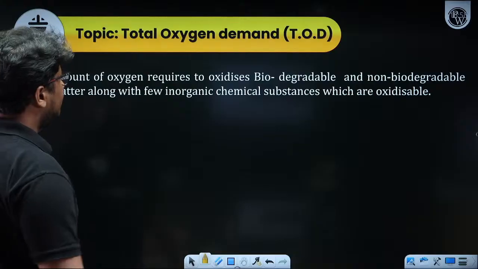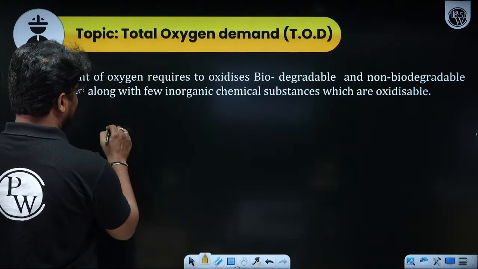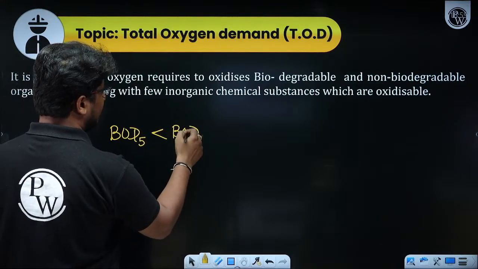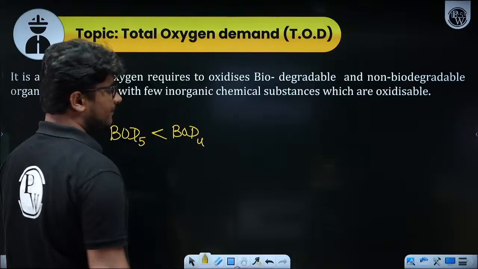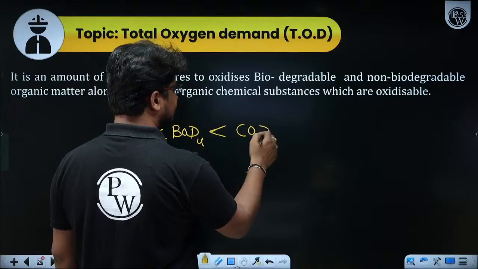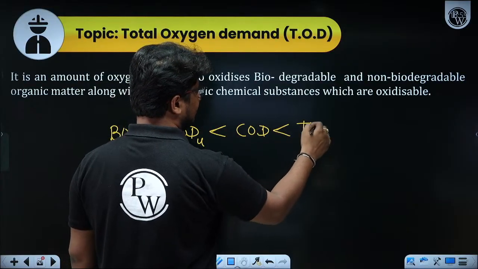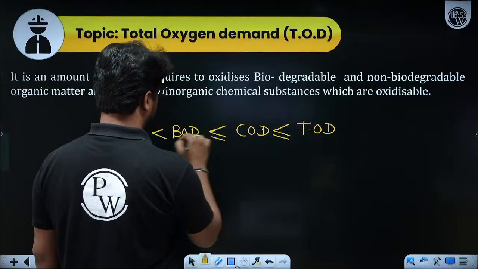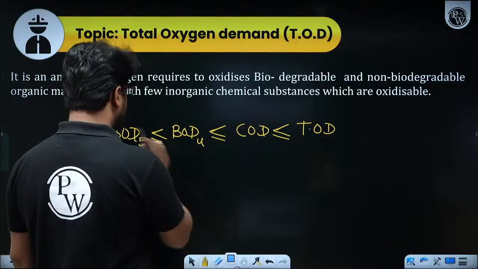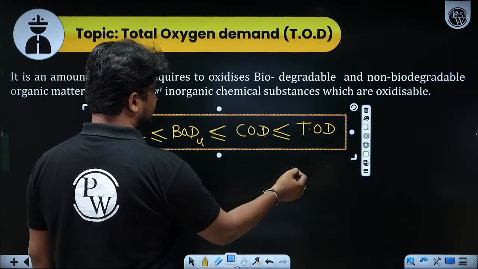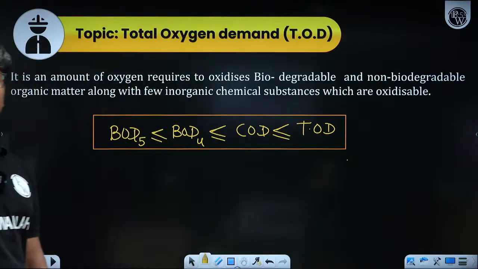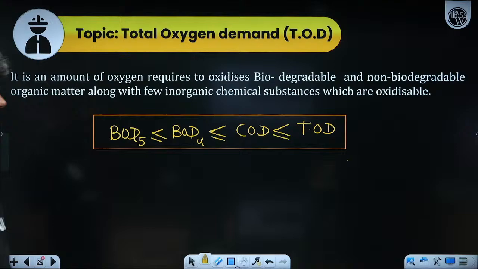So if you try to make a relation between these, you can simply write like this: your BOD5 is definitely lesser than ultimate BOD. Your ultimate BOD is lesser than COD. Your COD is lesser than TOD. This can be the relation between these. Sometimes they can ask you about this relation also.